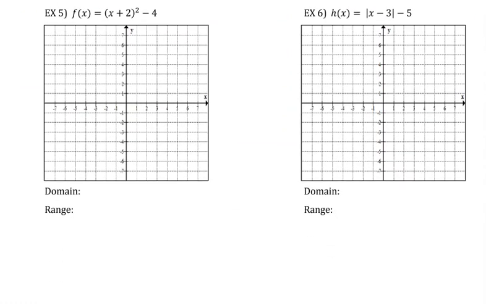All right. Let's go ahead and start putting these together now. We're going to start these the same way. We're always going to start with the parent. In this case, the parent is x squared. So we'll put that down first. 0, 0, negative 1, 1, 1, 1, negative 2, 4, 2, 4. And draw the U-shape.